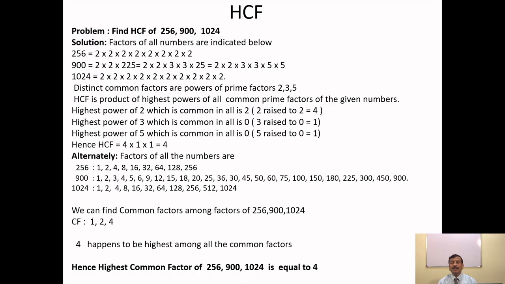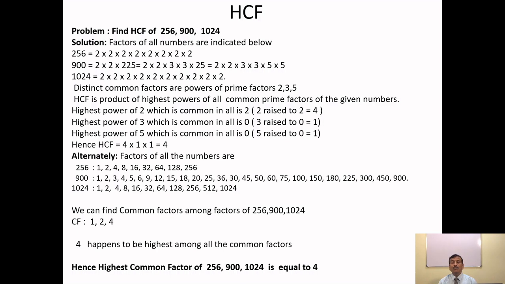Now let's see a different method of finding the HCF. Find the HCF of 256, 900 and 1024. We factorize the three numbers in terms of their prime factors. The distinct common factors are the powers of common prime factors 2, 3 and 5. HCF is the product of the lowest powers of all common prime factors of the given numbers.